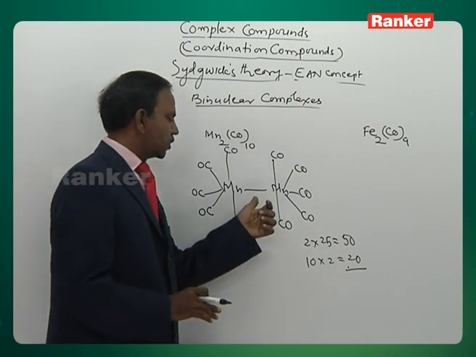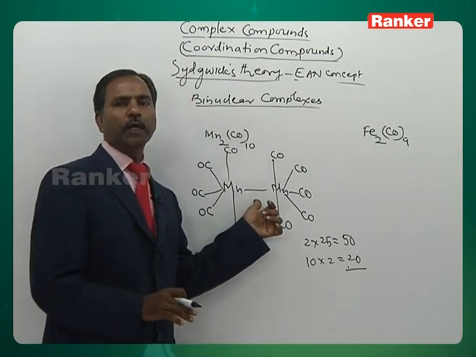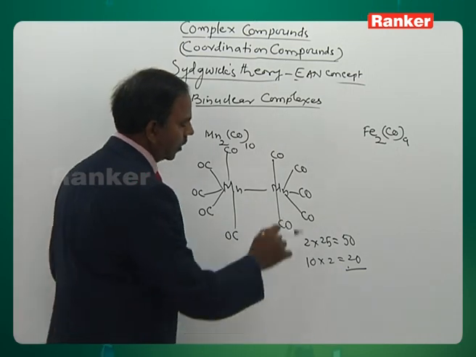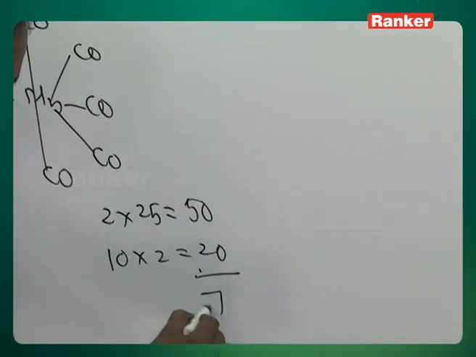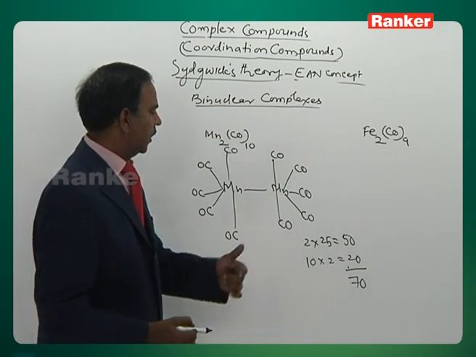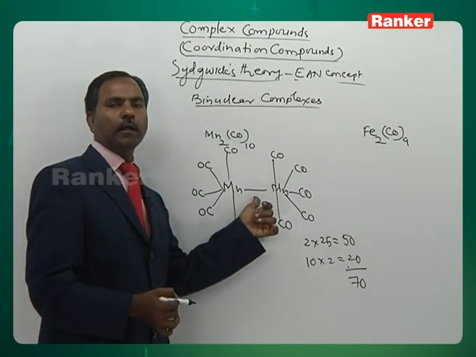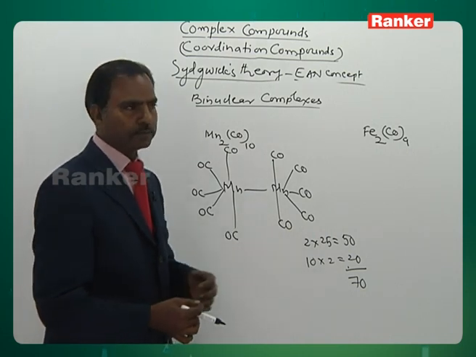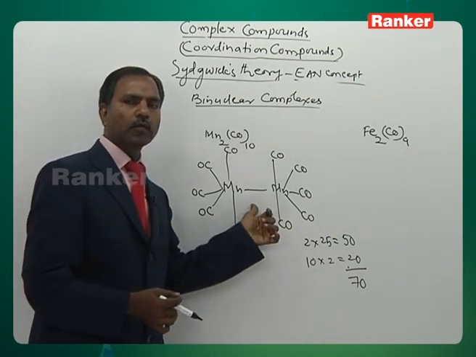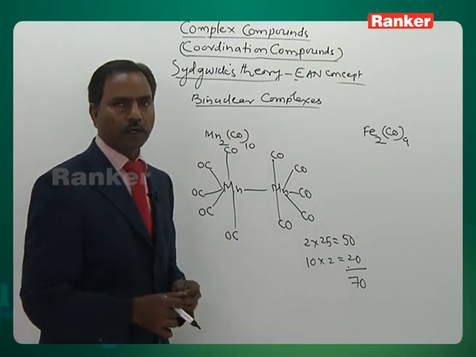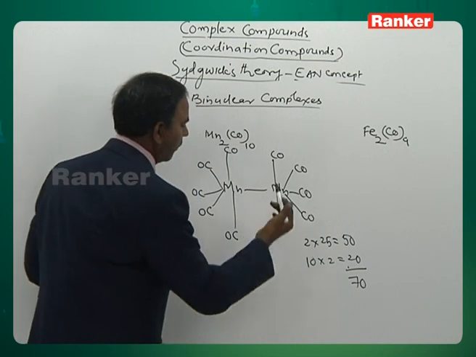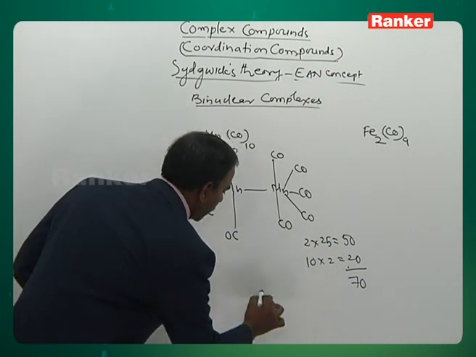Now we have to consider this particular metal to metal bond also. 2 more electrons have to be added to this. What I am saying is, this we did not consider yet. The metal to metal bond also you have to consider. How many metal to metal bonds are there? 1. 1 bond equals 2 electrons. Therefore we have to add 2 more electrons for the metal to metal bond. The same thing I am writing on the board.